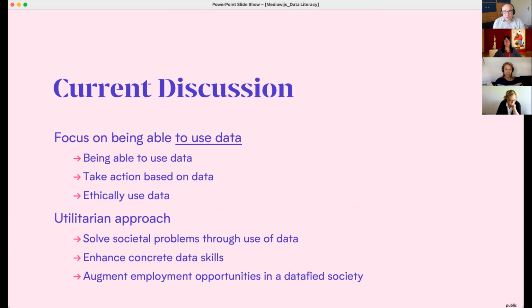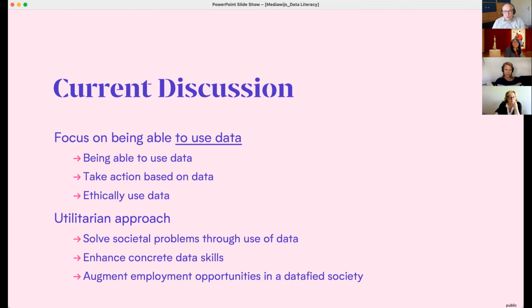Now, let me say something about the current discussions and how we see this. In the current discussions on data literacy, there's a very strong focus on being able to use data, take action based on data, and ethically use data. And you see sometimes a very utilitarian approach: the idea that with data we can solve societal problems, the idea that we have to strongly enhance concrete data skills of pupils, so that we can augment employment opportunities in a data-fied society.